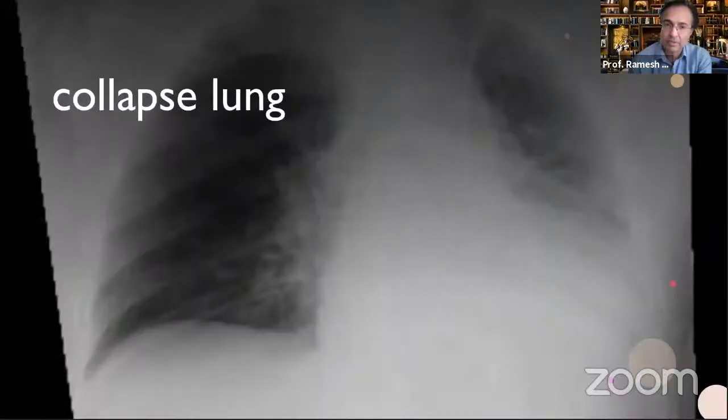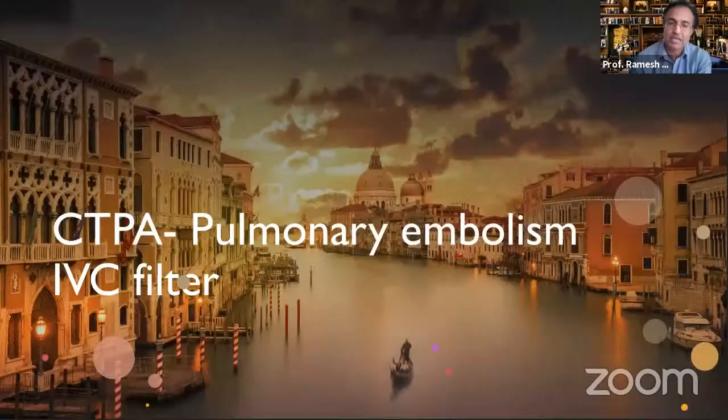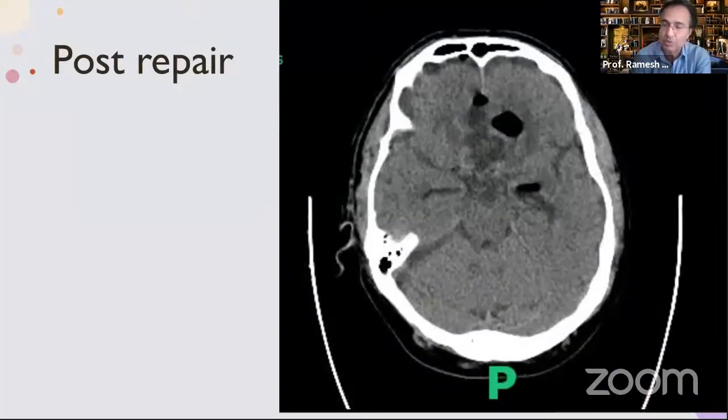He also developed a collapsed lung, and a subsequent CT pulmonary angiogram revealed pulmonary embolism. So he had to have an IVC filter put in. We were in a situation where he has a pulmonary embolism and we cannot really heparinize him or treat him with anticoagulation, because he's having ongoing issues with his intestinal bleed, and also had a recent endoscopic surgical repair of his leak. From a neurosurgical perspective, the leak stopped and the ventricles got better.